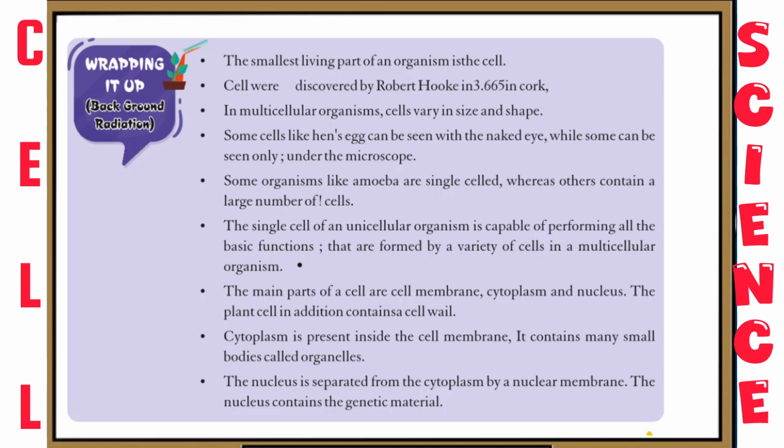Now next point is the main parts of a cell are cell membrane, cytoplasm and nucleus. The plant cell in addition contains a cell wall. Next, cytoplasm is present inside the cell membrane. It contains many small bodies called organelles. The nucleus is separated from the cytoplasm by a nuclear membrane. The nucleus contains the genetic material. So now let's see some keywords.